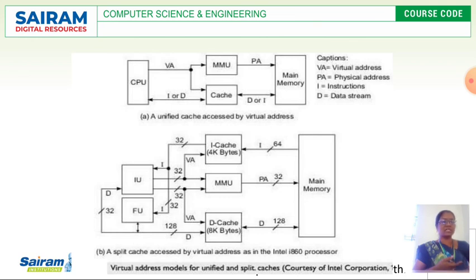Here the numbers show the bit representation. For example, the first line, with a slash and 64, denotes that a 64-bit representation is used for the virtual address from the I cache to main memory. So the line numbers represent the bit representation. This is what happens in the virtual address model of cache memory.